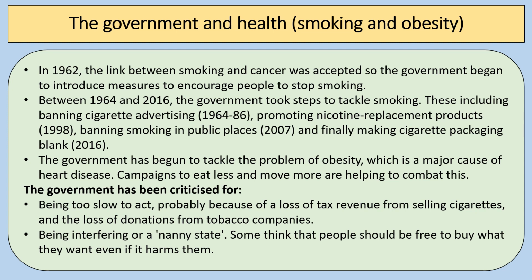The government has also been criticised, though, for being too slow to act, particularly against smoking because of a loss of tax revenue from selling cigarettes and the loss of donations from tobacco companies. And sometimes people criticise the government for getting too involved in people's health, being too interfering or so-called nanny state. Some people think that people should be free to buy what they want, even if it harms them.